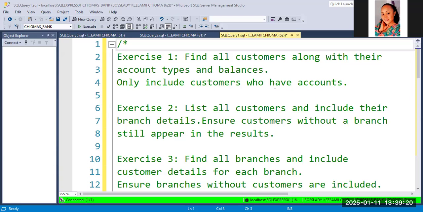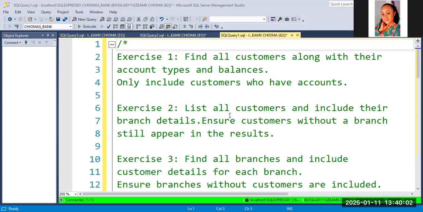Before we proceed, let's quickly recap the key join types. We have inner join, and this returns records with matching values in both tables. Then we have left join. This returns all records from the left table and matching records from the right table. Then we have right join. This returns all records from the right table and matching records from the left table. And full outer join returns all records when there is a match in either table, filling null for missing rows, okay? By the end of these exercises, you will have hands-on experience applying SQL joins to solve analytical problems.